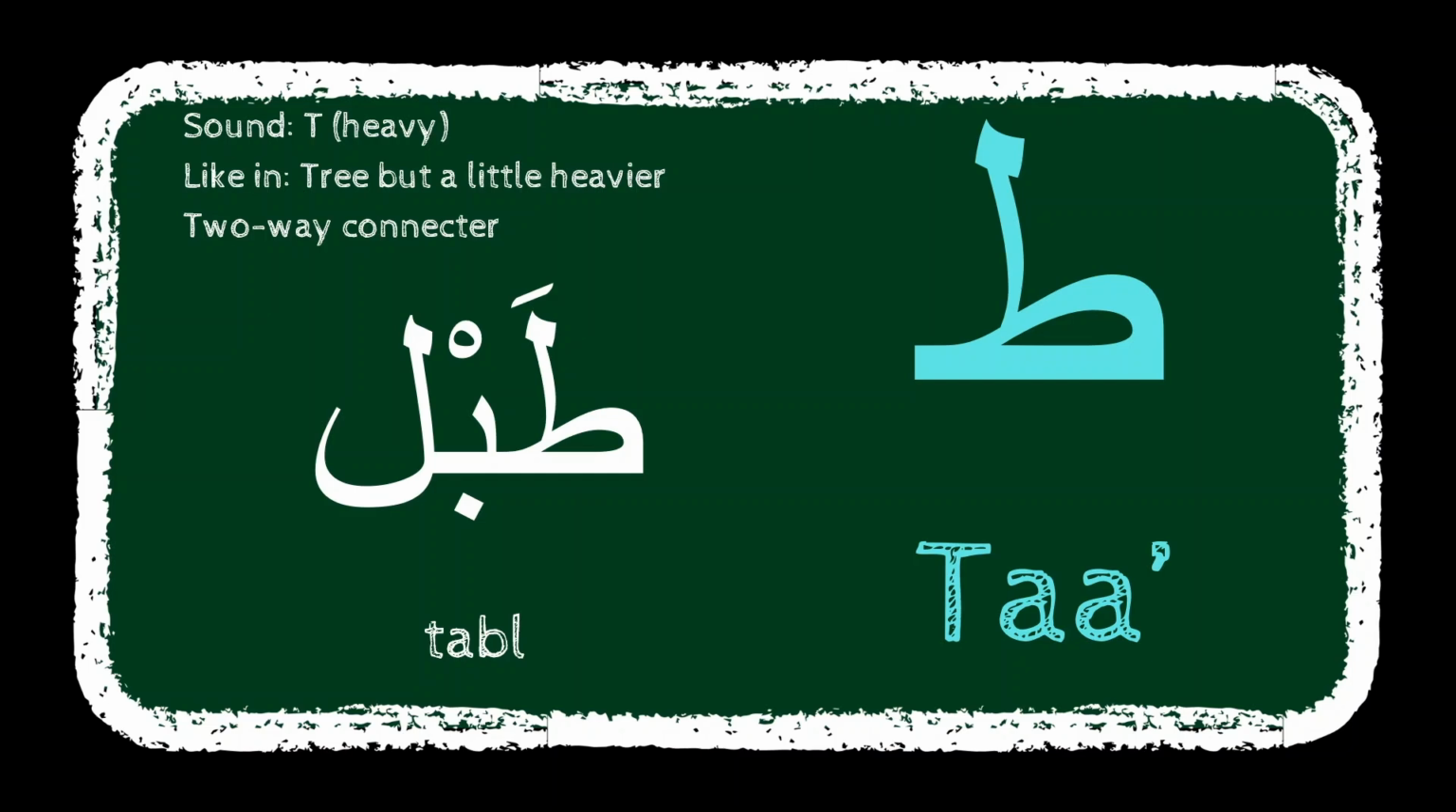Next letter is ta, and the sound of it is like a T, but a heavier T, like the T in the word tree, for example, but it's a little heavier. Now, ta is a two-way connector. Now, let's pronounce this word. This word is tabl, tabl, and tabl means a drum, like the musical instrument.